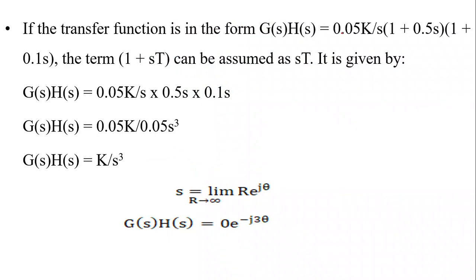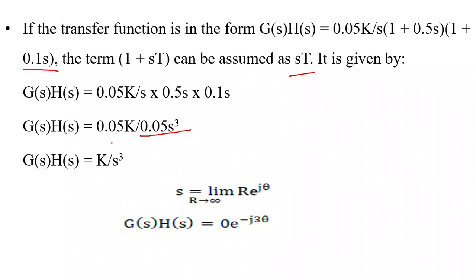After that, if the transfer function is in the form of G(s)H(s) equal to (1 plus 0.5 s) into (1 plus 0.1 s), that is 1 plus sT can be assumed as sT. So it can be given by 0.05 K divided by s into, that is 1 plus sT assumed as sT, so 0.5 s in this term. After that, in this term we can just take it as 0.1 s. After that, we have 0.05 K divided by 0.5 into 0.1, that is we have 0.05. Here we have s power 3.